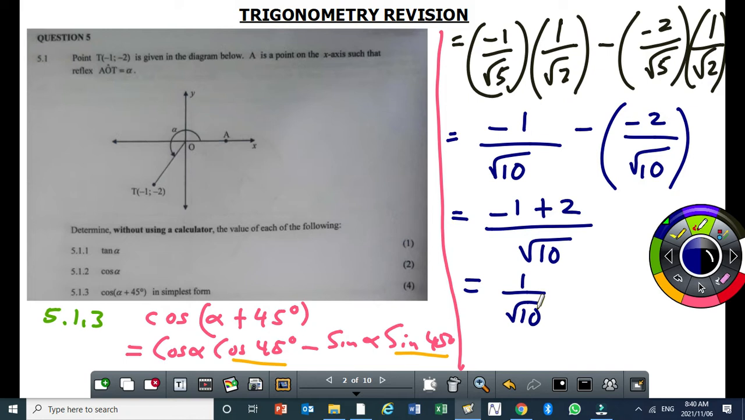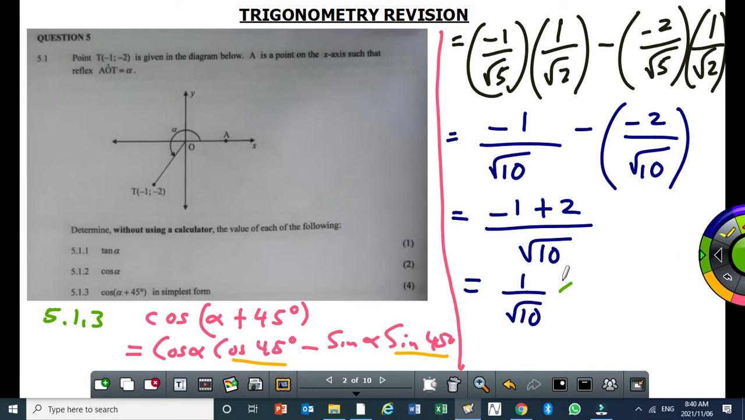Sorry? What? The question is simply the simplest form. Okay, that's the simplest form. But if we want, we can carry on and multiply that by square root of 10, and that one by square root of 10, and then the answer will be square root of 10 over 10. Okay, so either way, this should be marked as correct, because you are not using a calculator.